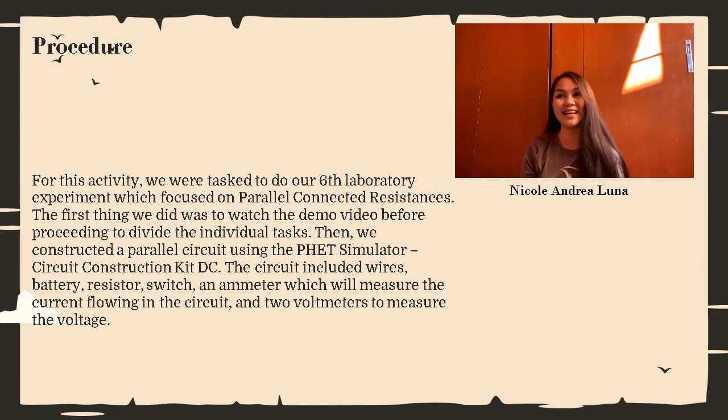For this activity, we were tasked to do our sixth laboratory experiment, which focused on parallel connected resistances. The first thing we did was to watch the demo video before proceeding to divide the individual tasks. Then, we constructed a parallel circuit using PhET Simulator Circuit Construction Kit DC. The circuit included the wires, battery, resistor, switch, an ammeter which will measure the current flowing in the circuit, and 2 voltmeters to measure the voltage.